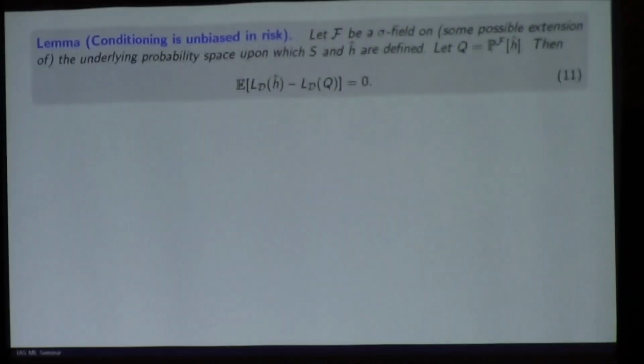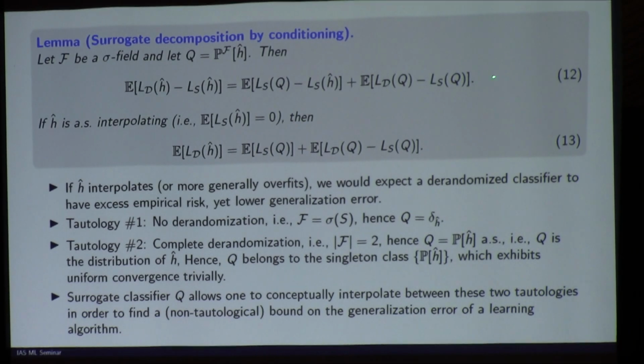All right. So one reason it's maybe useful to study surrogate classifiers that arise in this way by conditioning, so let Q be a conditional distribution of a learned classifier, is that the difference in risk on average is zero. So I immediately kill one of these terms. Now when I think about my surrogate risk decomposition, the generalization error of H hat can be written as the excess generalization error of Q, the surrogate, plus the generalization error of Q. So I've reduced my work down to bounding just these two terms.